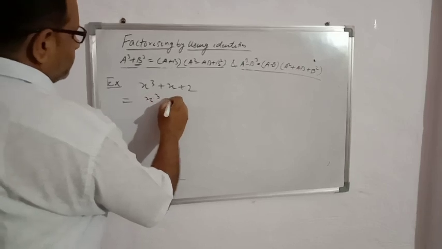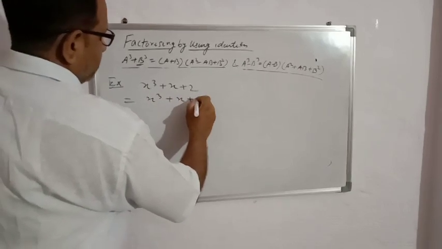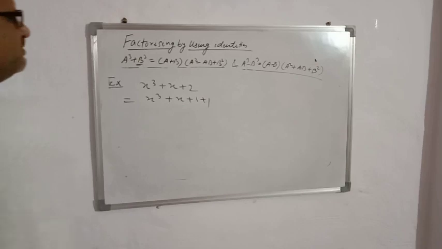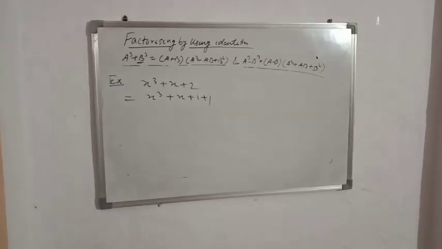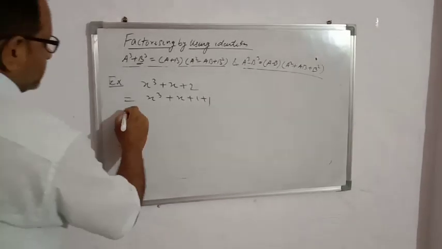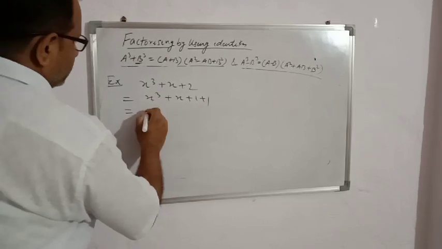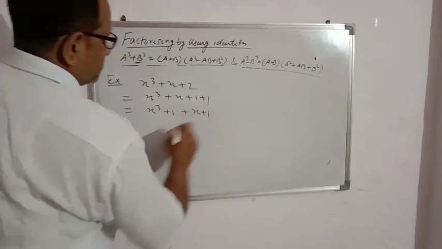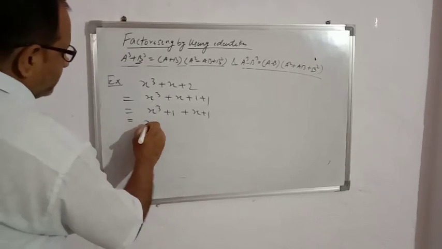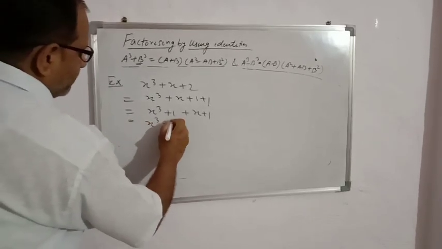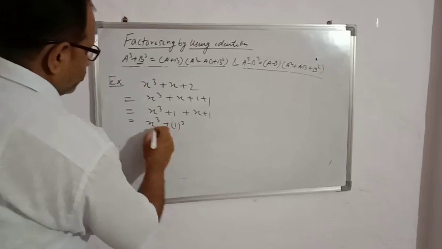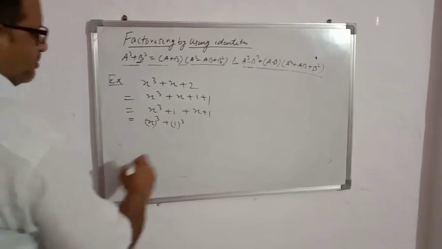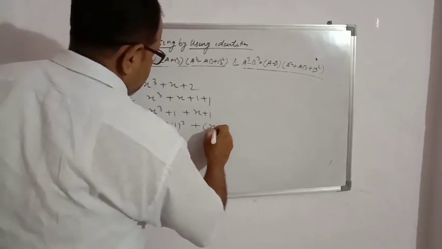We can write x cube plus x plus 2 as x cube plus x plus 1 plus 1. Take x cube and 1 together: x cube plus 1, and after that x plus 1. Here 1 can be written as 1 cube, so x cube plus 1 cube plus x plus 1.